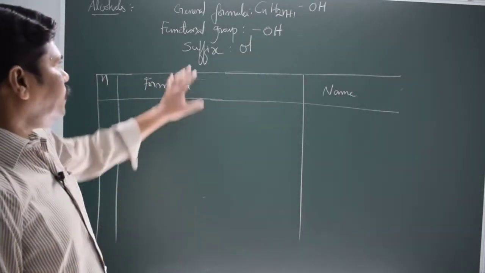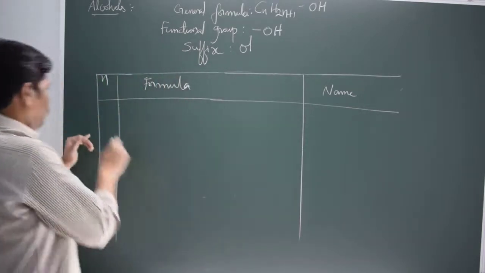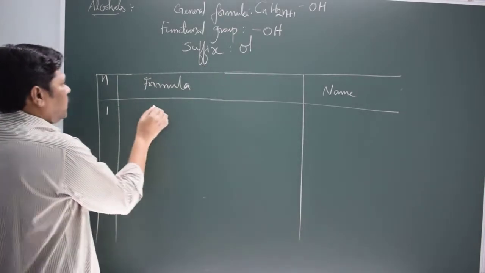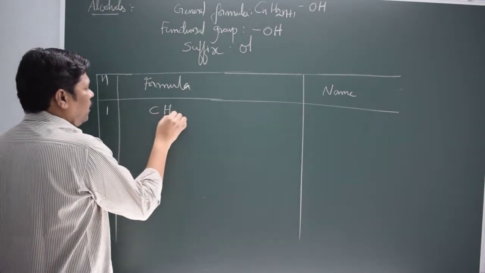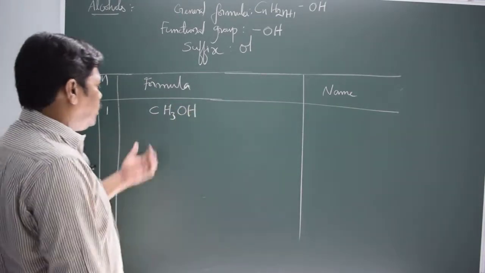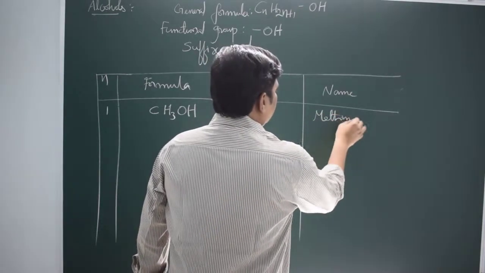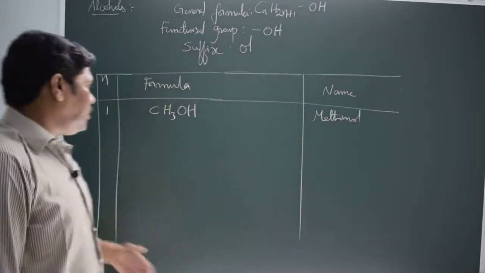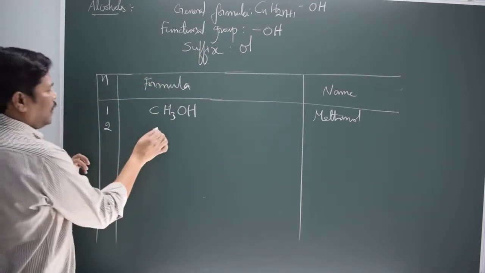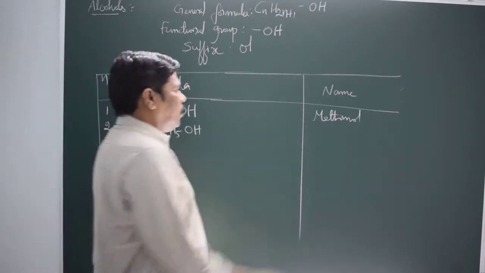So we will start with the first one, methane. Carbon number n is the number of carbon atoms. So CH3 is the alkyl, methyl. Then we have to add OH for this. So CH3OH, methanol. Then ethanol. The second one is C2H, 2 twos are 4 plus 1, 5, C2H5 and OH. This will be ethanol.